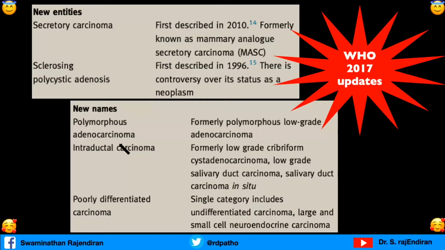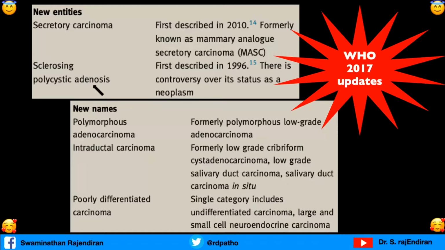So what are all the updates? The new entities: secretory carcinoma and sclerosing polycystic adenosis. The secretory carcinoma, previously it was called mammary analog secretory carcinoma. But now they think, another beautiful expression I got in one of the lectures is the salivary glands are breasts on the face. So many lesions that happen in the breast can happen in the salivary gland. And secretory carcinoma, they don't want to tell it is mammary analog. It is more common in salivary gland tumors. And so they got the new terminology, secretory carcinoma.